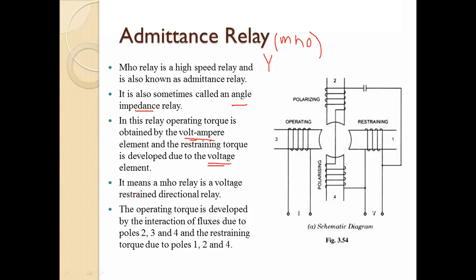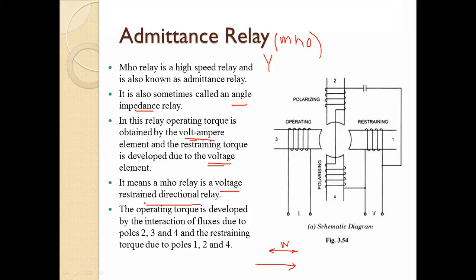Now, it means a Mho relay is a voltage restrained directional relay. Only a voltage restrained directional relay, and this reactance relay is a current voltage restrained directional relay. Okay, that is also directional. Directional means it operates in only one direction. Non-directional means it operates in two directions. Now, these two, reactance and admittance relays, both are directional relays.